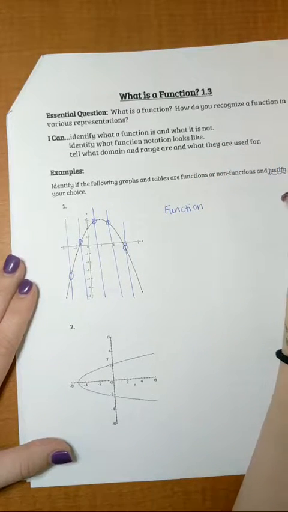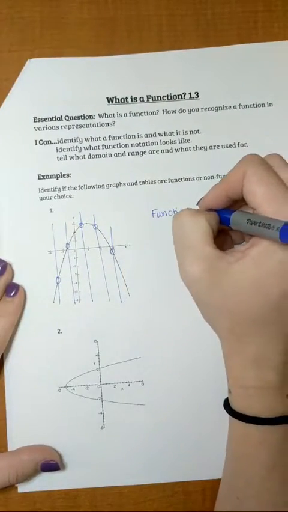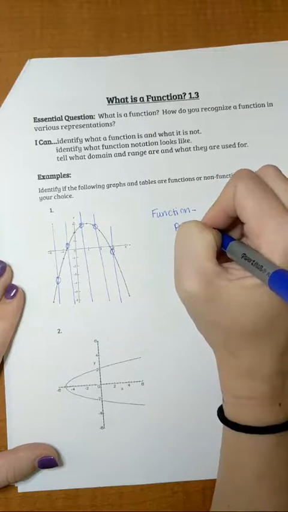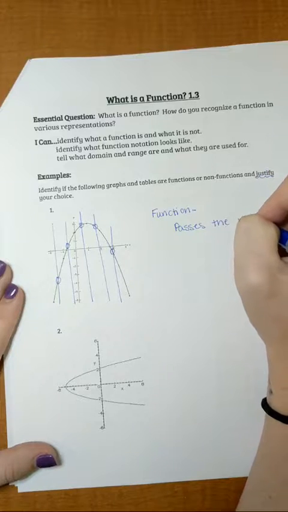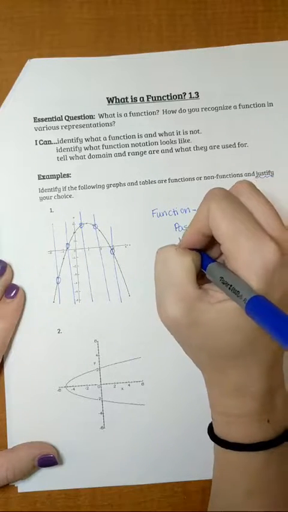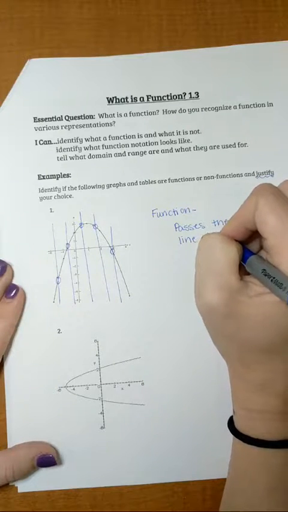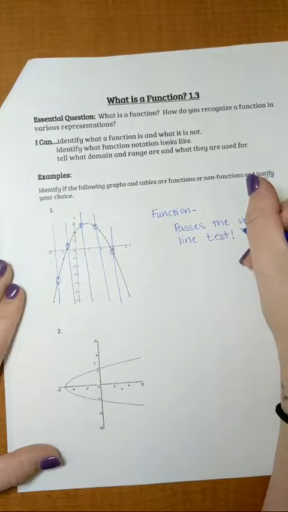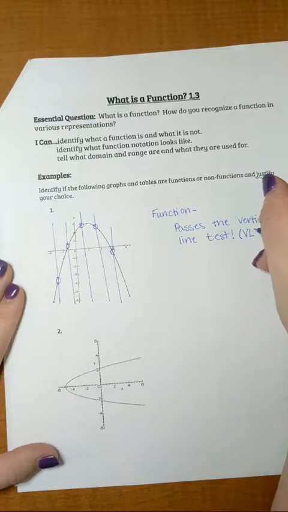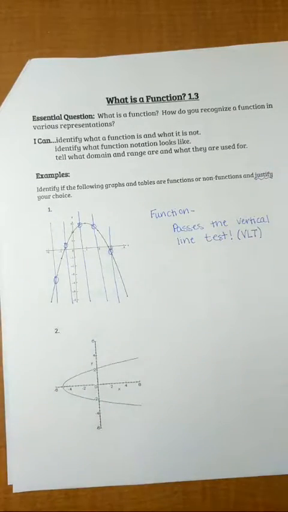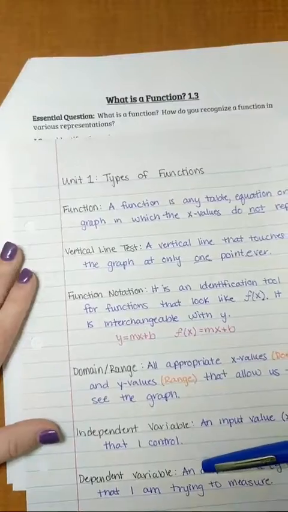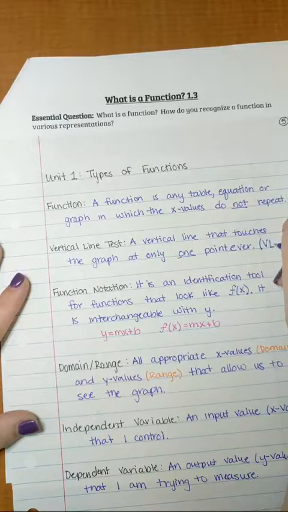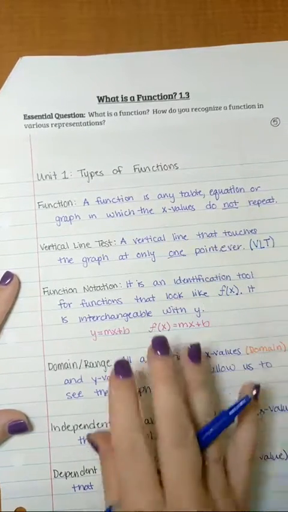And make sure that you justify why. So this passes the vertical line test. And I'm not going to want to write that out all the time, so I'm going to abbreviate vertical line test as VLT. Okay. I'm going to put that on here. So we are going to abbreviate this as VLT.